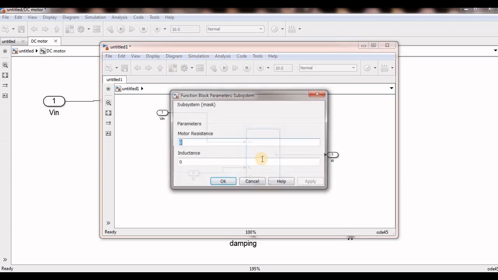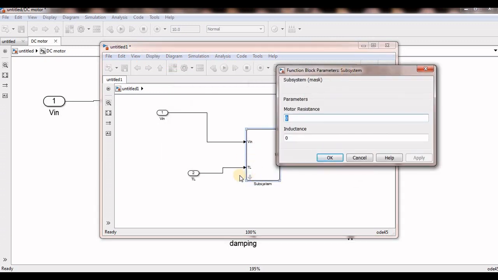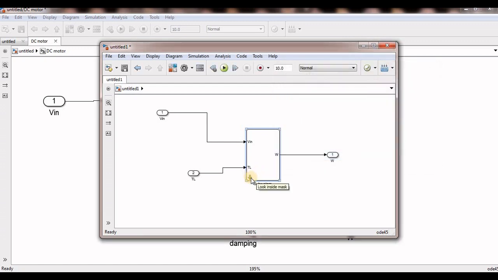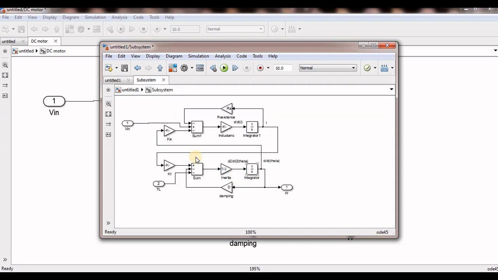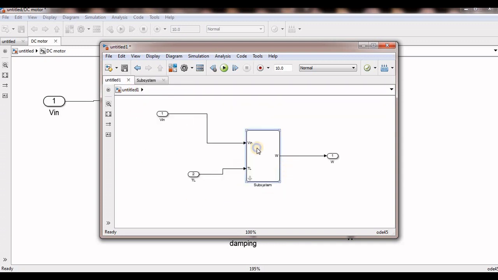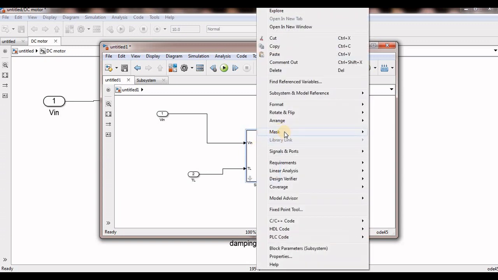Whenever you double click on this, it won't open the inner block. It will ask what is the value of motor resistance, what is the value of inductance, and this arrow is there. You can directly click on the arrow to get the inner block, or you can go to the mask menu and look under mask.